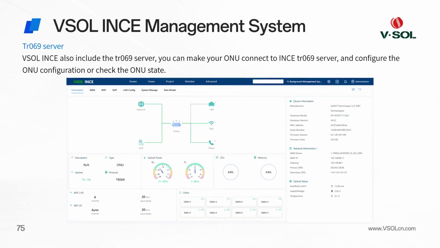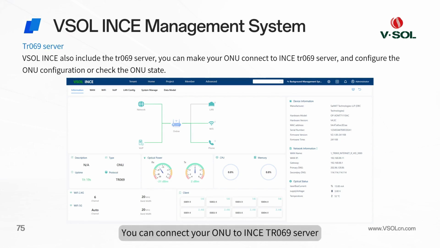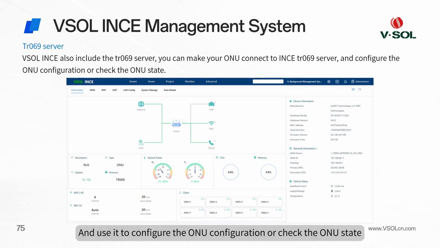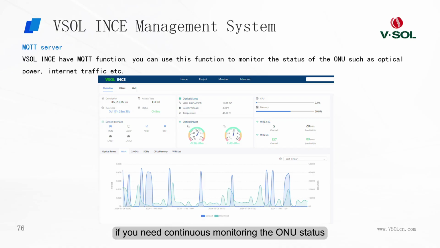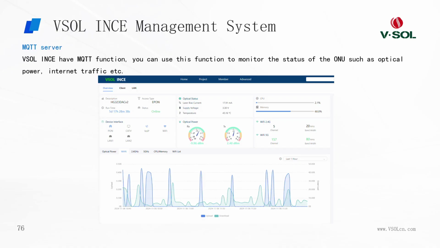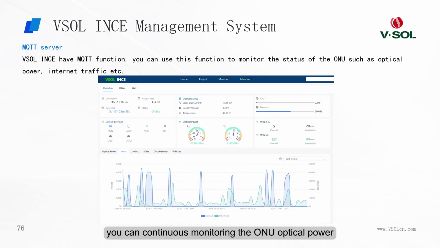VSOL INS also includes a TR069 server. You can connect your ONU to the INS TR069 server and use it to configure the ONU or check the ONU. If you need continuous monitoring of the ONU status, you can use the VSOL MQTT server. After connecting the ONU to the MQTT server, you can continuously monitor the ONU optical power or internet traffic. It will give you a way to monitor some special ONUs.